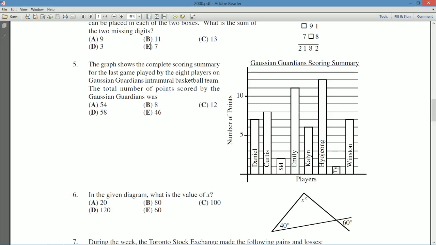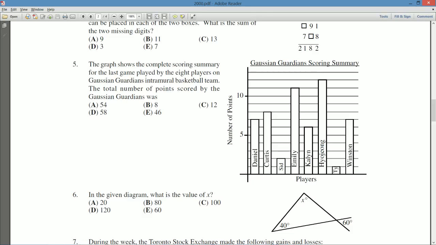So, question 5. The graph shows the complete scoring summary for the last game played by the 8 players on the Gaussian Guardians. It's a Gauss paper, so they have to work that in somewhere. Gaussian Guardians intramural basketball team. The total number of points scored by the Guardians was... okay, so here I guess this is a bar graph of the points.